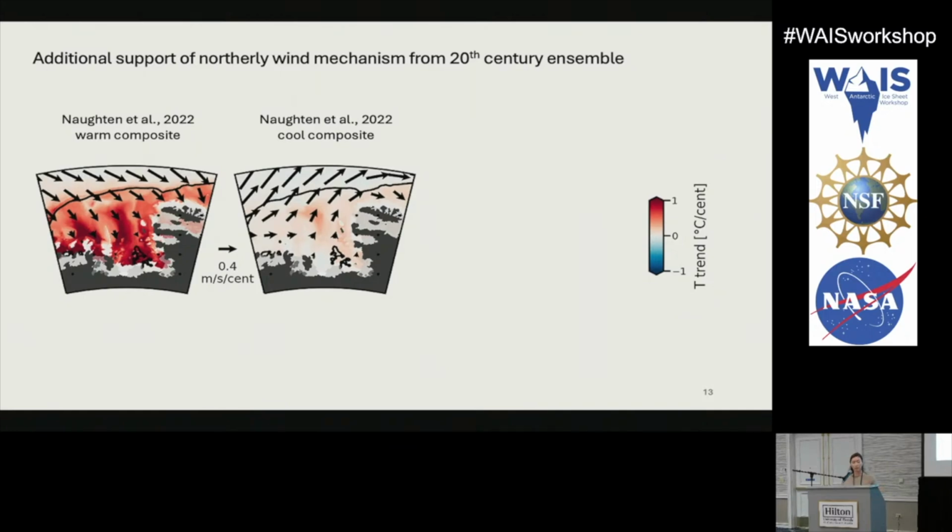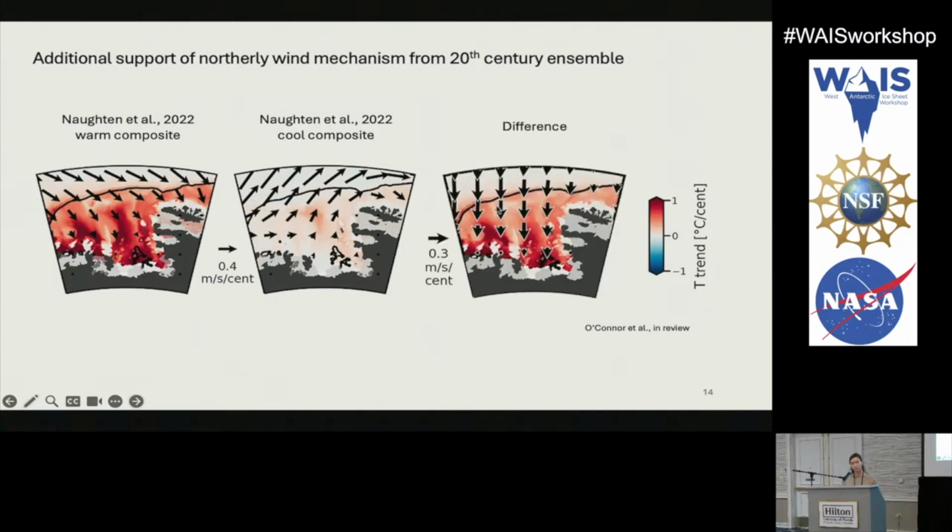And here I'm doing a composite analysis to see what is leading to the warmest conditions in her simulations versus the coolest conditions. So on the left is the warm composite from her simulations, and these are showing trends over the 20th century. So you can see that there is a westerly trend in both the warm composite and the cool composite, even though the cool composite doesn't lead to warm conditions on the shelf, and that the difference between the warm composite and the cool composite is actually northerly winds. So that was really nice to see that it nicely agrees with the results from my simulations.